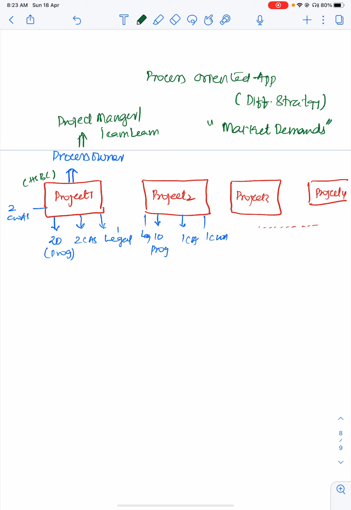You need to respond very quickly, or else you'll be out of the market. So that is the reason. When do we adopt this process oriented approach? When you want to differentiate your product from other products, for example Samsung versus Apple. Apple wants to differentiate from Samsung, so at that time they adopt a process oriented approach, not a function based approach. If your strategy is differential strategy, that is nothing but competitive advantage, then you need a process oriented approach, because it reacts to the market demands very easily.